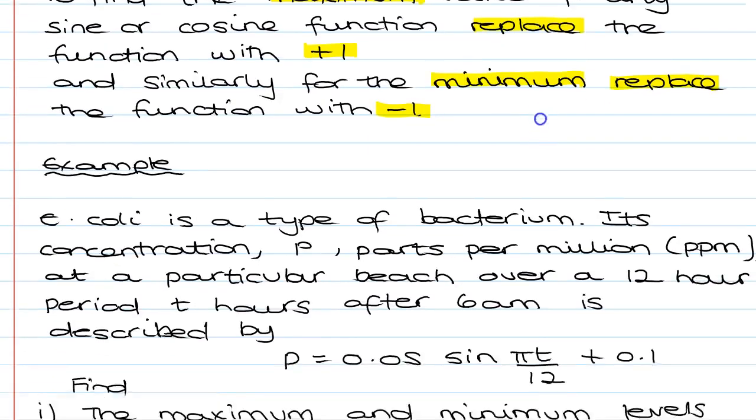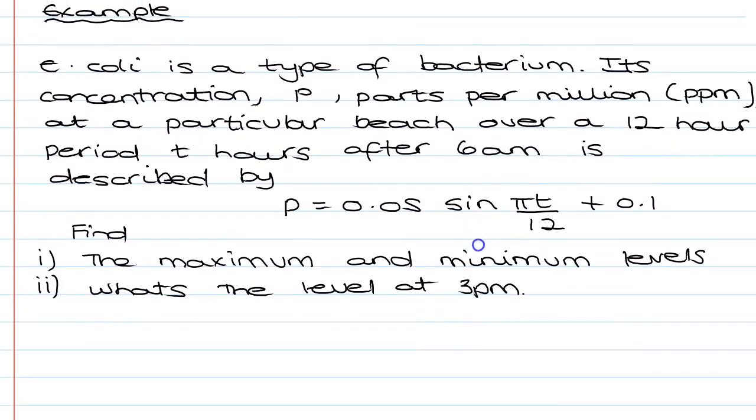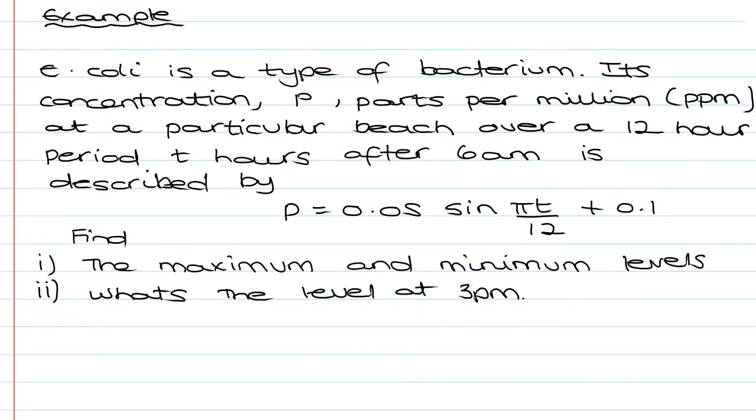So let's have a look at a second example. We've got E. coli as a type of bacteria. Its concentration P parts per million at a particular beach over a 12-hour period, t hours after 6 a.m., is described by this function here. We're going to find the maximum and the minimum levels, and then we're going to find what the level is at 3 p.m. This would be a non-calculator example.